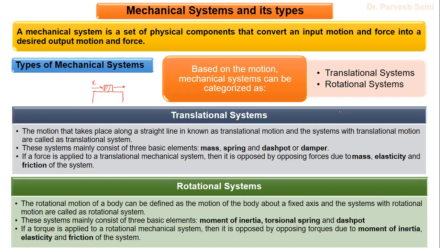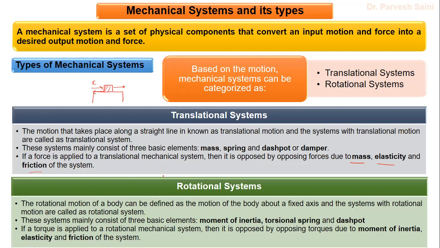When we apply force to the translational mechanical system, that force is opposed by the forces due to the mass of the body, the elasticity possessed by the spring, and the friction of a dashpot or damper, right? So these three, mass, elasticity, and friction, oppose the applied force. Friction always acts in the opposite direction. If we have a spring, the elasticity of the spring opposes the force, and the friction of the damper also opposes the force.